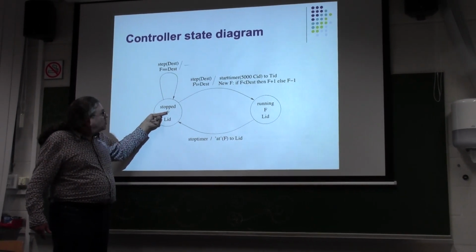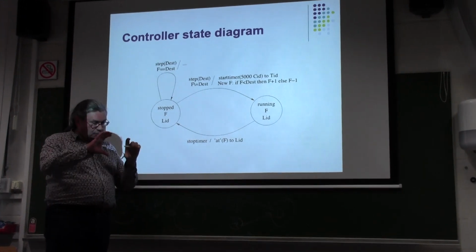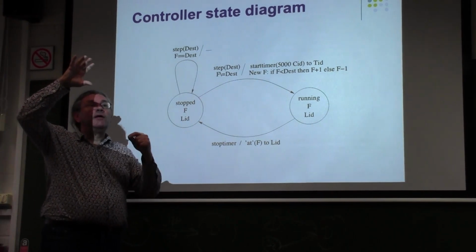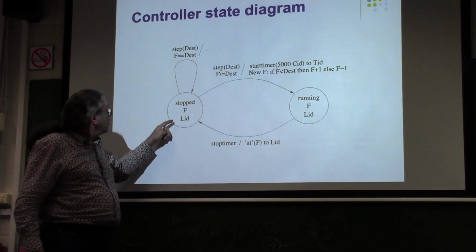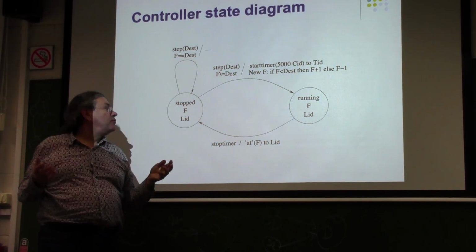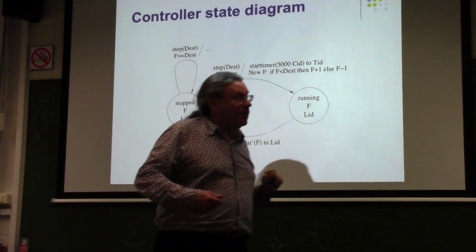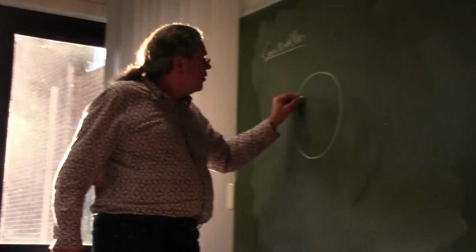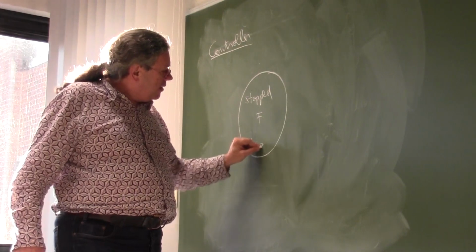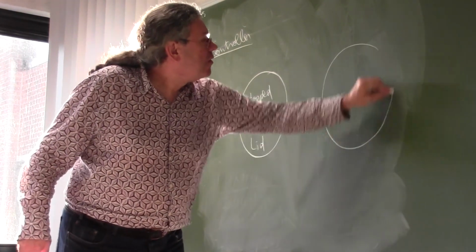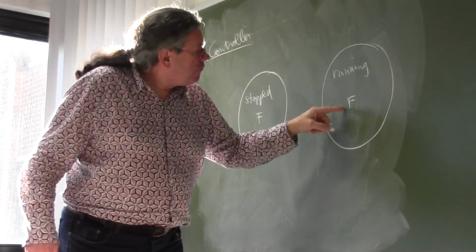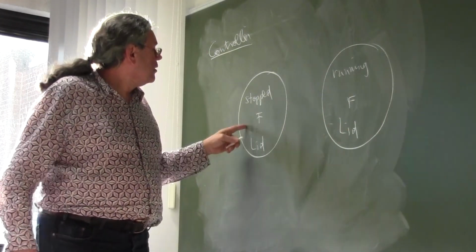Also, it knows what floor it's at. So if it's at floor 10, it's F. And then it starts running until it gets to floor 11, and then the F becomes 11, okay? And also, each controller has a lift ID, LID here. It knows its own lift, so I'll put that in the state. So you have everything there, okay? So you have a stopped state. I'm stopped at floor F, and my lift is LID, and I have another state where the motor is running, okay? And it's coming from floor F, and it's the same lift.